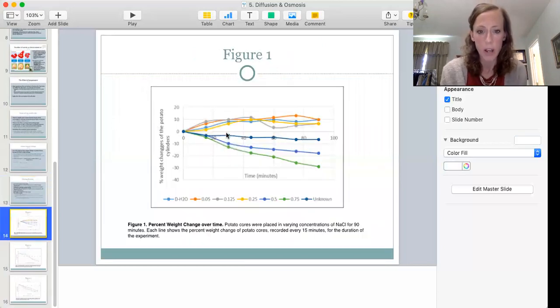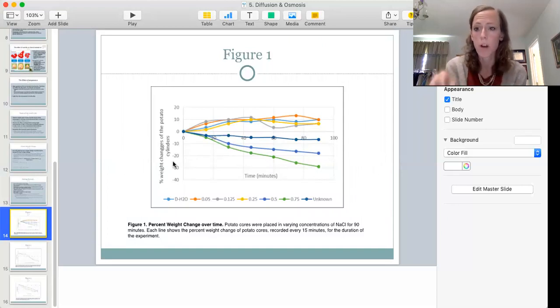So the first one, again, we are looking at the percent weight change of potatoes over time. So on our x-axis, we've got time in minutes, and on our y-axis, we've got the percent weight change of the potato cores, okay? Some of our potatoes will gain weight. Some of them will lose weight, and this is going to be dependent on the osmolarity of the solution that they were placed in, okay?